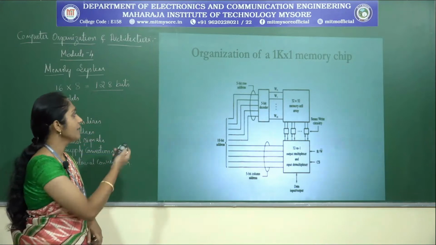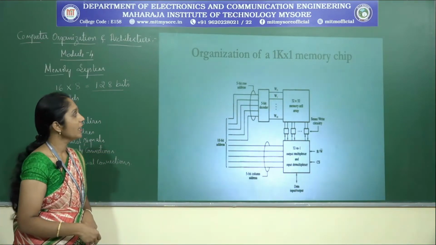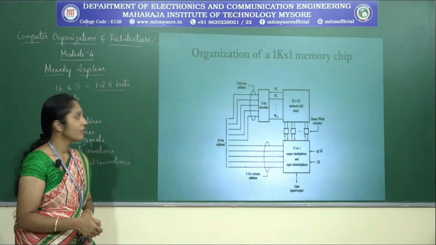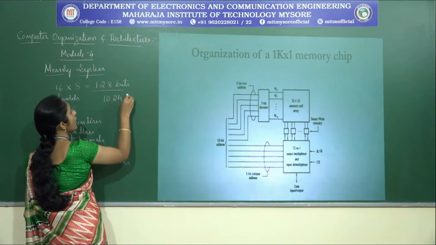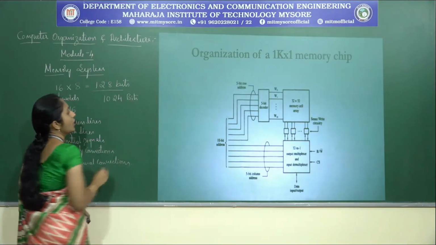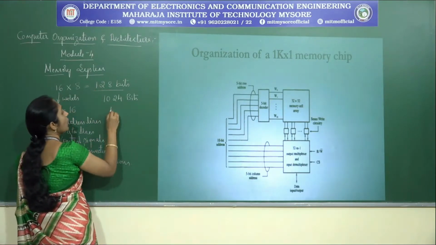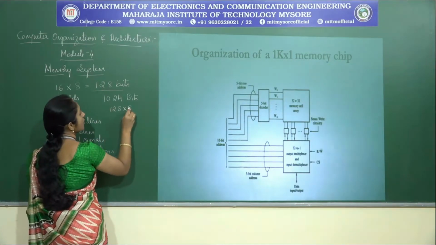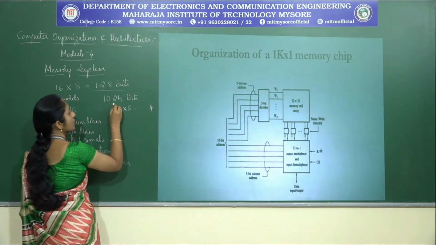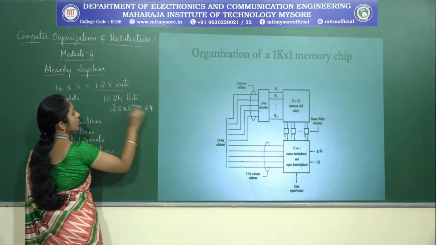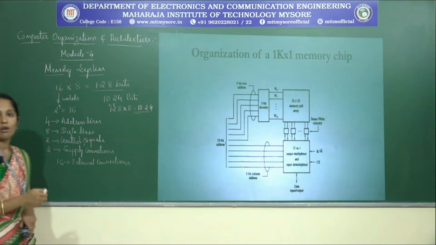And we have another example here: the organization of a 1K into one memory chip. 1K is 1024 bits of storage, and this can be organized as 128 cross 8. So we have 1024 bits, and you can organize it accordingly.